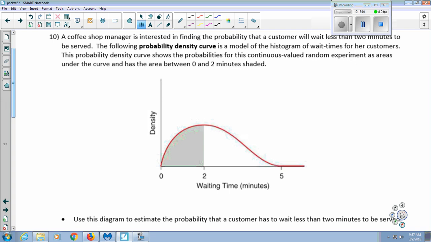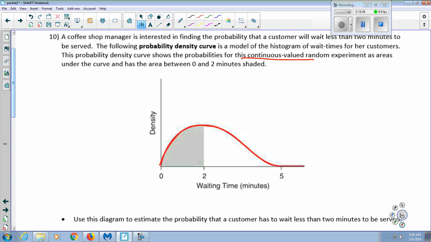A coffee shop manager is interested in finding the probability that a customer will wait less than 2 minutes to be served. The following probability density curve is a model of the histogram of wait times for her customers. This probability density curve shows the probabilities for this continuous valued random experiment. So these are wait times in minutes, and it's a continuous value, okay? So it doesn't have to be 1 minute or 2 minutes. And a probability density curve, this is a model of the histogram. So we're looking at the model here, right?